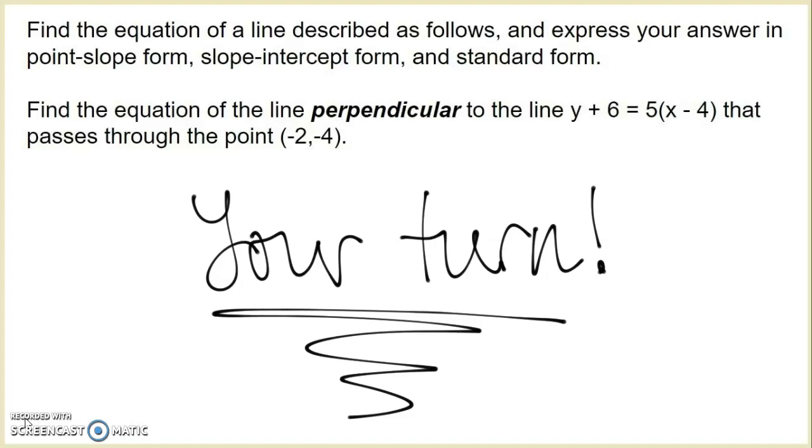So I'm going to have you try this one to see if you can write an equation for a perpendicular line to this equation. So the slope is 5, which means you're going to change that, and it passes through this point.